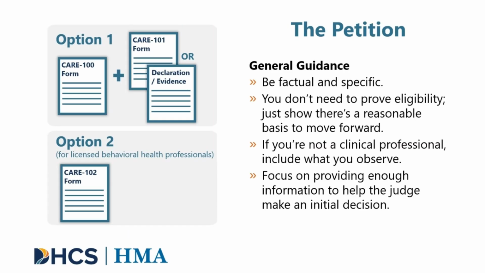There are two different ways to file a petition, depending on who you are and what information you have. Let's talk through the options. Option 1 is a general petition process for most petitioners. Use this path if you're not a licensed behavioral health professional, for example, family members, first responders, etc. Step 1 would be to fill out the CARE 100 form. It lets you explain your observations in your own words.